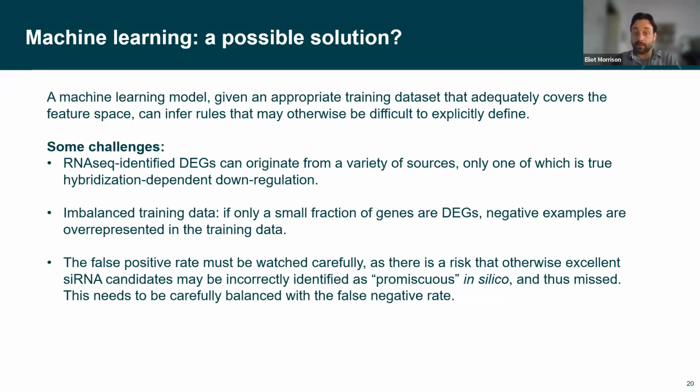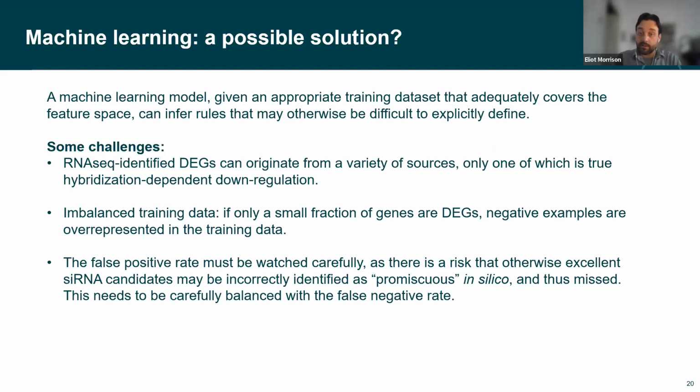The other big challenge is that your training data is almost certainly going to be severely imbalanced, if only for the fact that the vast majority of genes are not differentially expressed. And so your model is going to see many, many more negative examples than it does positive examples. And this can really severely impact the bias of the model and the performance. And finally, as I mentioned earlier, you really need to be careful that you're balancing your false positive rate and your false negative rate, because if you go too far in either direction, you have certain risks associated with that, like I mentioned.